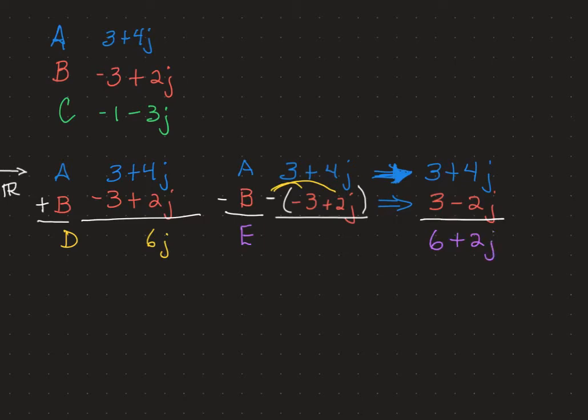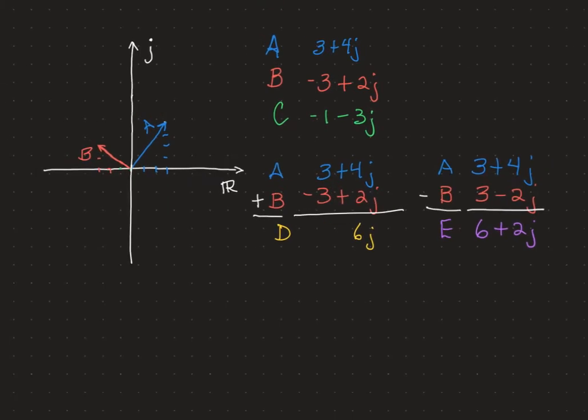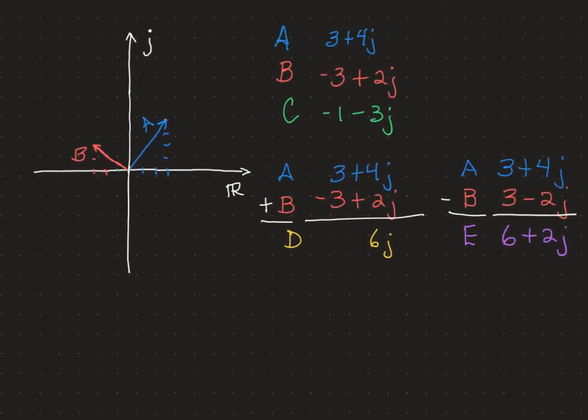And let's move that over, because now we can move back and see the graph. We're no longer adding B, we're adding negative B. So we need to go over 3 and down 2. And that will be here. So now we're adding A and negative B, and our answer is 6 plus 2j, which is the opposite corner of this parallelogram that we can draw.